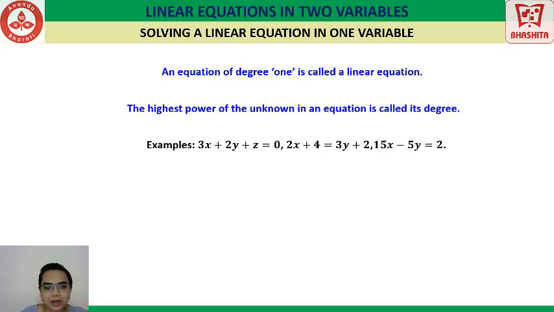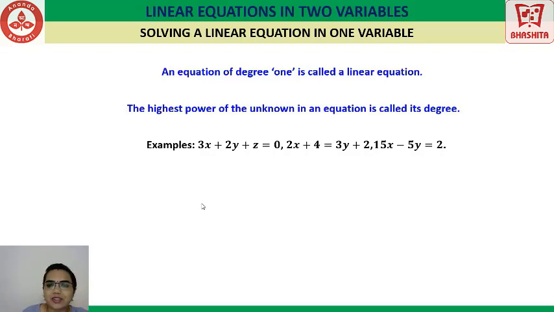Okay, let us take some examples. 3x plus 2y plus z equal to 0, 2x plus 4 is equal to 3y plus 2, 15x minus 5y equal to 2. You can see in all of these equations the degree is 1. Okay, so all of these equations are called linear equations.